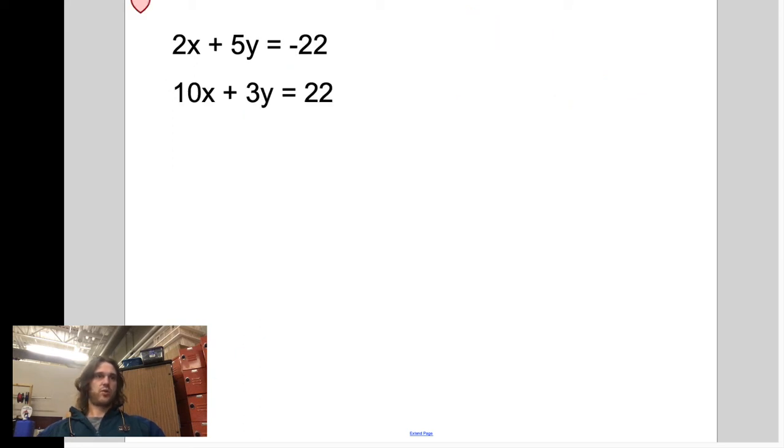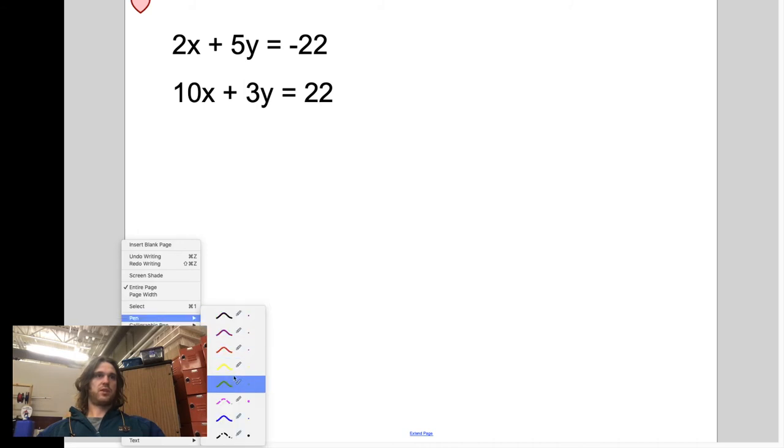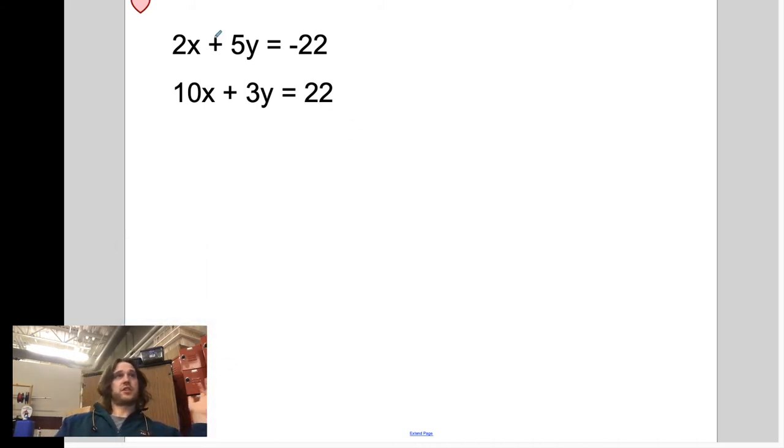All right, now this is where we start ramping it up a little bit. So with this one, everything's in the correct order. It goes x, y, equal sign, constant, and both of them are in that order. The problem is I can't just add or subtract to eliminate one of the variables. Aha! But we also learned in our first unit that we can multiply both sides of an equation. We can do anything to one side of an equation as long as we do it to the other. So I'm going to multiply the left and the right side by 5.